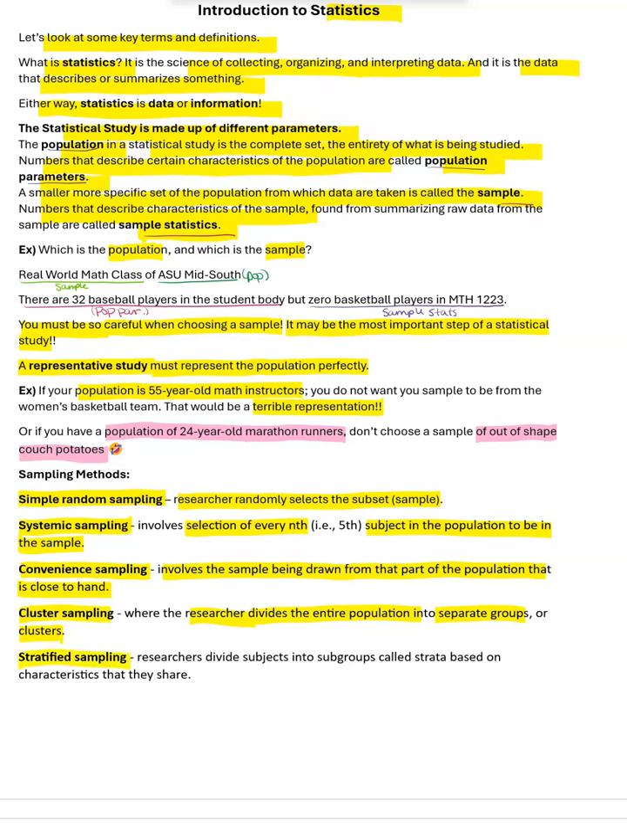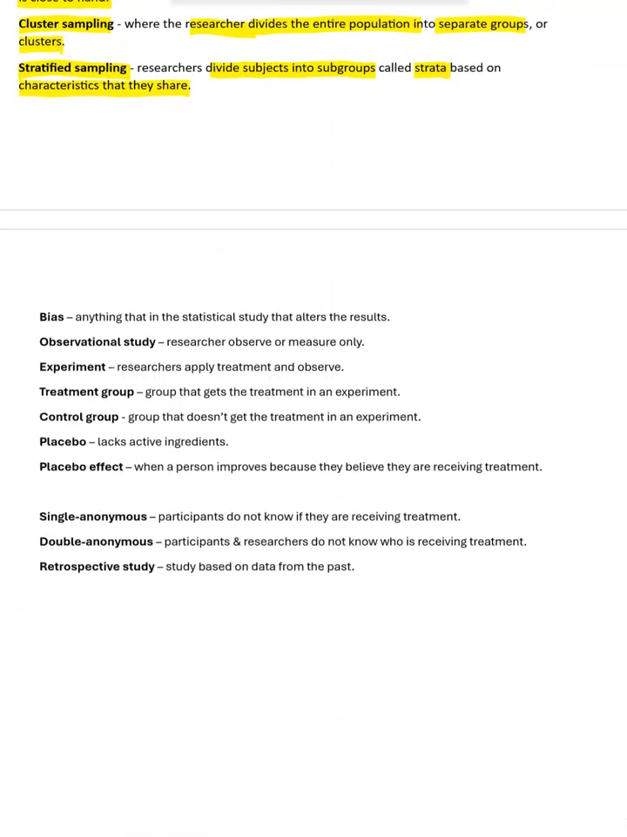Stratified sampling. Researchers divide subjects into subgroups called strata based on characteristics that they share. So you would take the group and divide it into smaller subgroups based on the characteristics that they have in common. Like everybody with red hair go here, everybody with dreadlocks go here, or everybody with blue eyes go over here, right? Something like that.